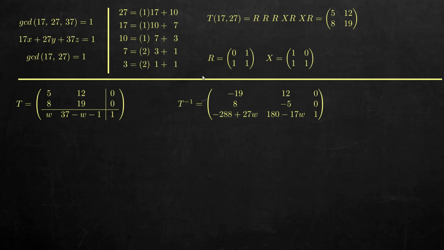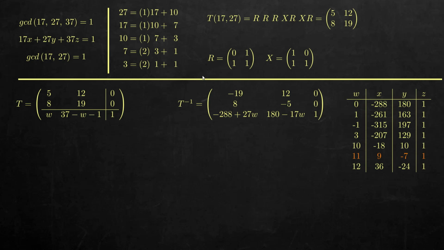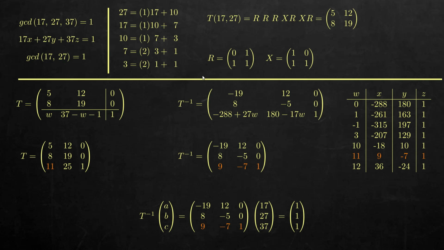The rows of the inverted matrix are the solution to the Diophantine equation 17x plus 27y plus 37z is equal to 1. We can tune W to find possible sets of x, y, and z. We choose here a W to have the smallest numbers on the last row, and this will give a possible matrix mapping 1, 1, 1 to 17, 27, and 37. And the inverse will map 17, 27, and 37 back to 1, 1, 1.